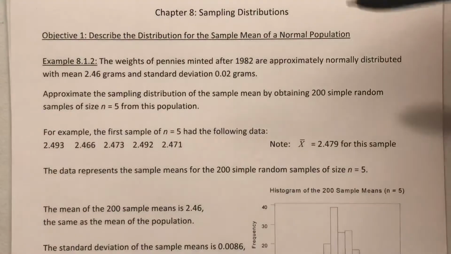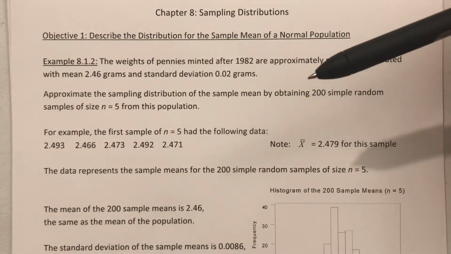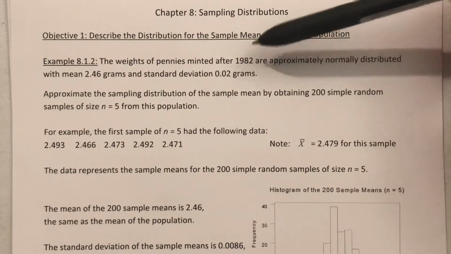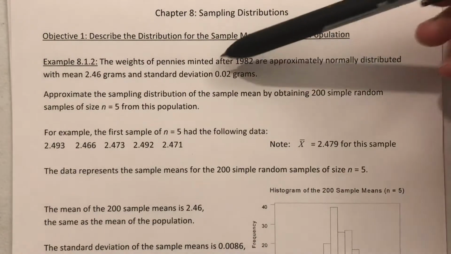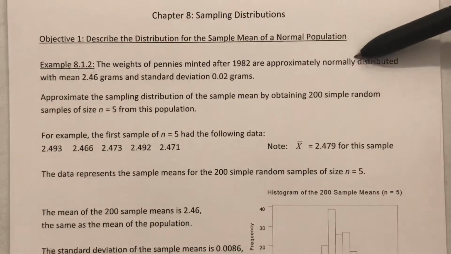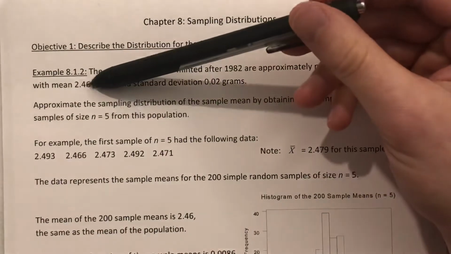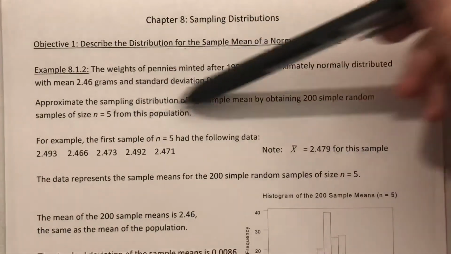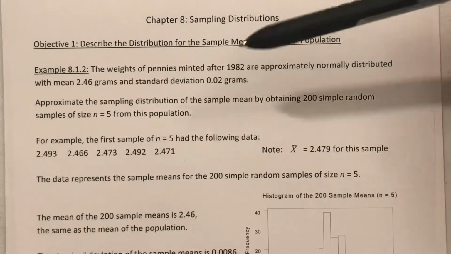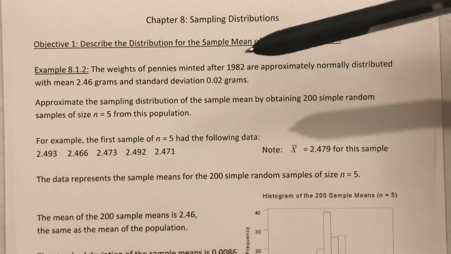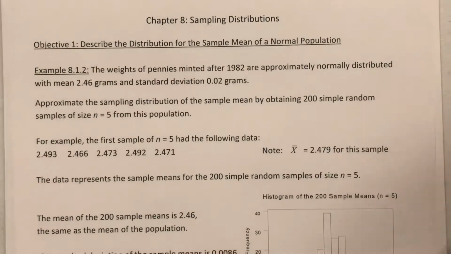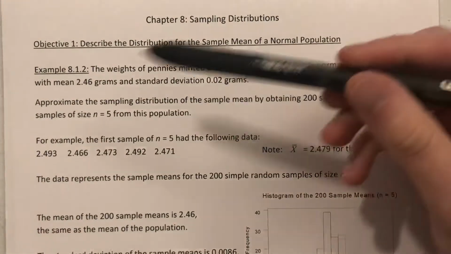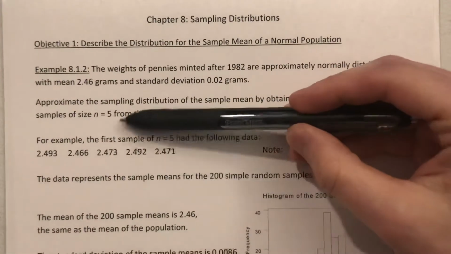Looking at an example of the weights of pennies minted after 1982. We're going to say that this set of data is known to be normally distributed with a mean of 2.46 and standard deviation of 0.02. So again, that's our actual data set. But then let's talk about taking samples of size 5 from that population. Our population's huge, we don't even have a number for it, but our samples that we're taking are size 5 this time.